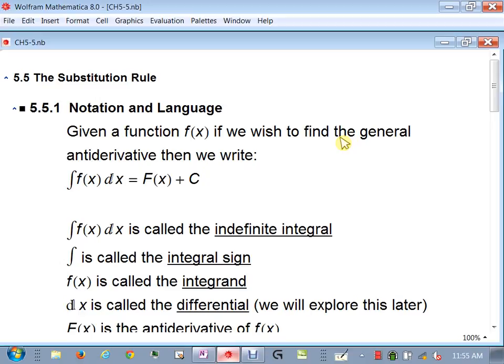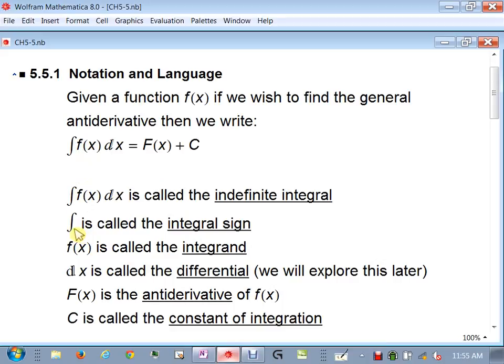Instead of writing down, find the antiderivative of little f, I can use this notation right here. I put this little symbol in front of the little f, so here's my function, and then I tack on this little thing here. And that will be your capital F plus C. This whole thing, all of this right here, is called the indefinite integral. The symbol in front is called the integral sign.